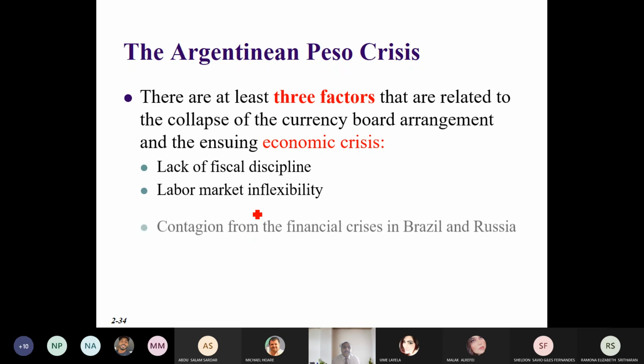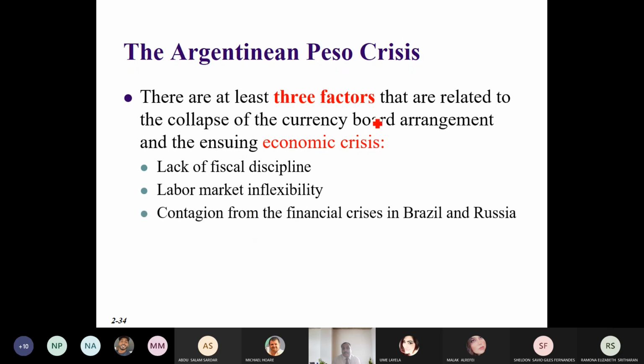Okay, these are the three factors that should be paid due attention by the government whenever they are looking into the currency. They need to develop a proper fiscal policy. They must consider labor market inflexibility and they can look at the contagion from the financial crisis in Brazil. They are talking about Argentina. There are at least three factors related to the collapse of the currency board arrangement and the ensuing economic crisis. What are those?